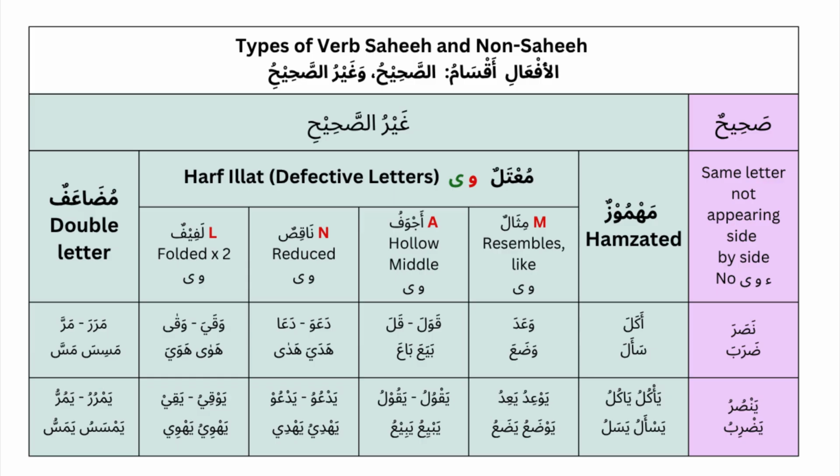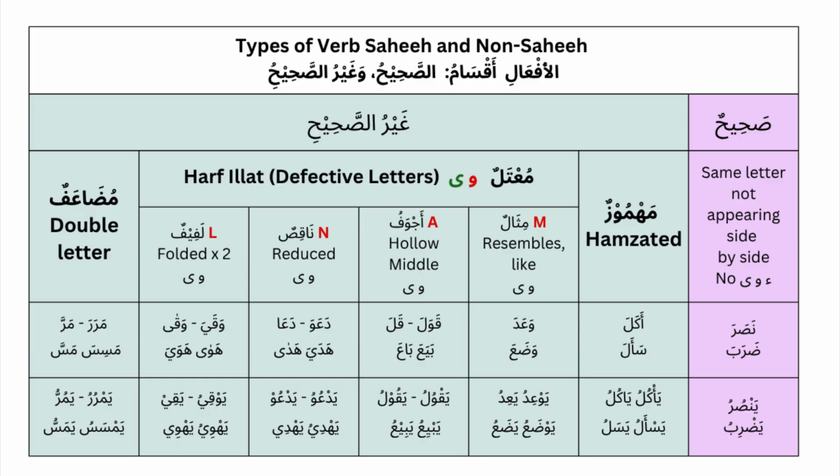4. Ajwaf, A, weak letter in the middle. Madi: qala, he said. Ba'a, he sold. Mudari: yaqulu, he says. Yabi'u, he sells. The middle weak letter changes into a long vowel, waw or ya. The word opens. That's why it is called ajwaf, hollow.